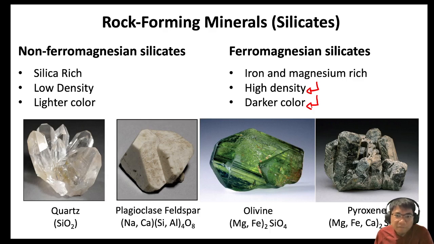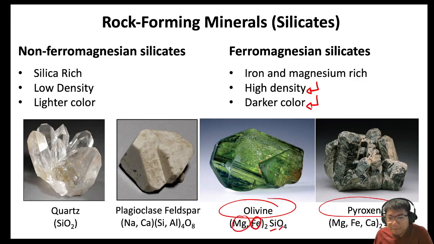Examples of ferromagnesian silicates would be olivine and pyroxene. As you can see here, olivine has silicon and oxygen, but it also has iron and magnesium. Pyroxene again has silicon and oxygen, and it also has additional metal elements such as magnesium, iron, or, in this case, calcium as well.